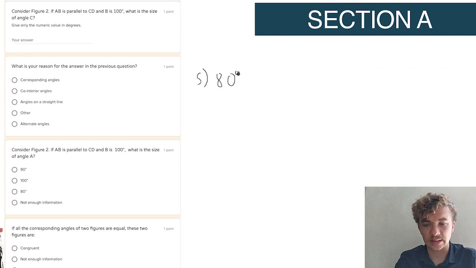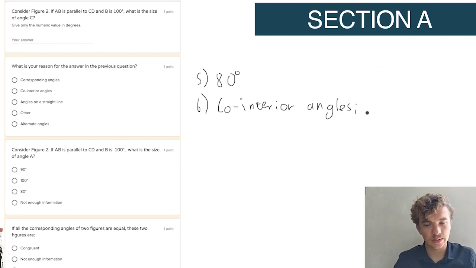Okay? And like I said, the next question is: what is your reason? The reason is co-interior angles. The reason is co-interior angles, and it's important that AB is parallel to CD. So our reason is co-interior angles. Next question.